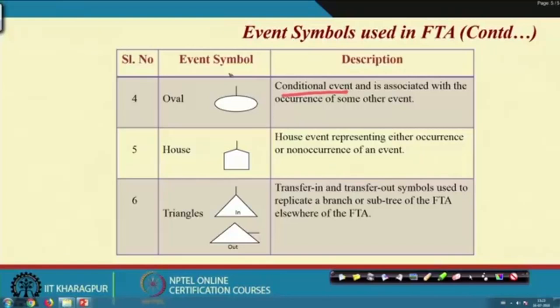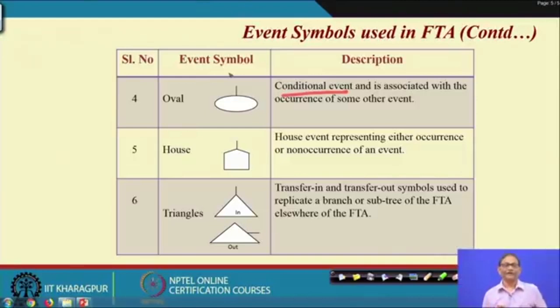Okay, so now what happened? Suppose the alarm sounds and the operator takes wrong action, then what happened? The top event will occur, overpressure condition will occur, and finally rupture will take place. So here the operator pushing a wrong switch is the conditional event. So such things will be put under oval.